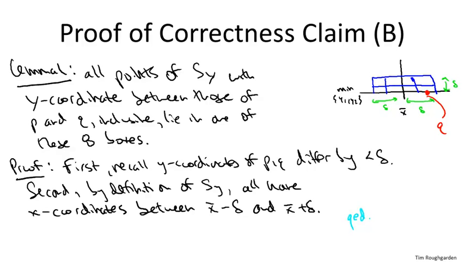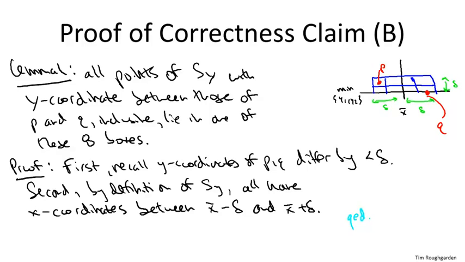Remember, this is just a step toward proving the overall correctness claim. But this is a good step. And again, the way to think about this is it says we draw these boxes. We know either P or Q is at the bottom. The other one is going to be on the other side of the black line x bar, but will be in some other box. So perhaps P is here. And the lemma is saying that all the relevant points of S sub y have to be somewhere in this picture.